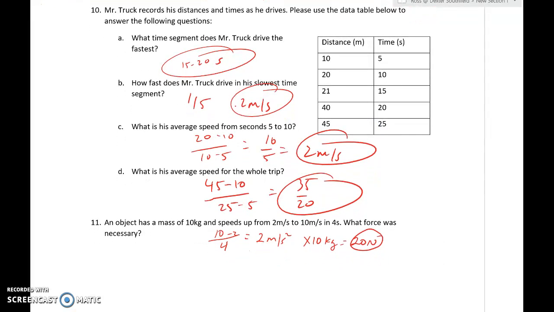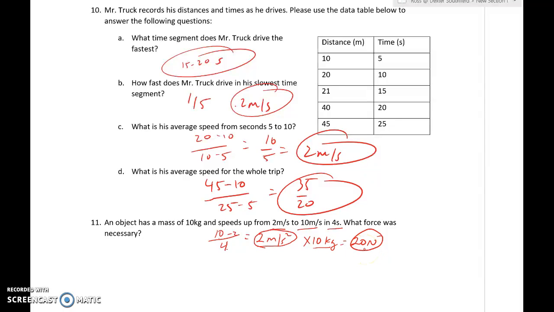Number 11, I think this was supposed to be a friction problem, but I wrote it so fast I forgot to add in what the force of friction was. So once again, here's our first speed, our second speed, and our time. We subtract 10 minus 2, which is 8, divided by 4, which gives us a rate of acceleration of 2 meters per second squared. Multiply that by the mass, and we get 20 newtons.